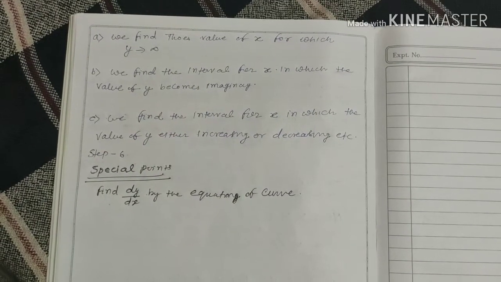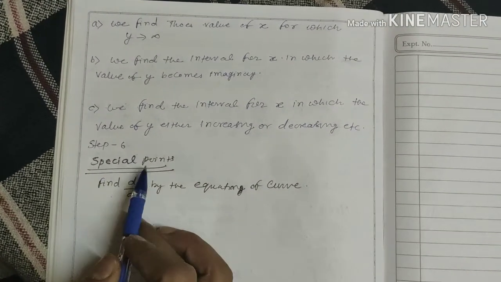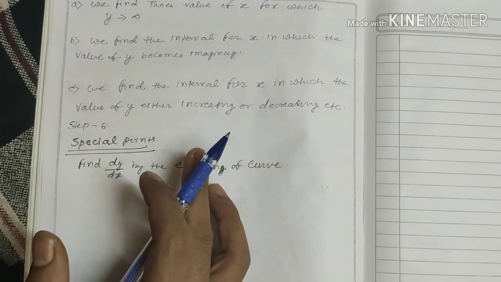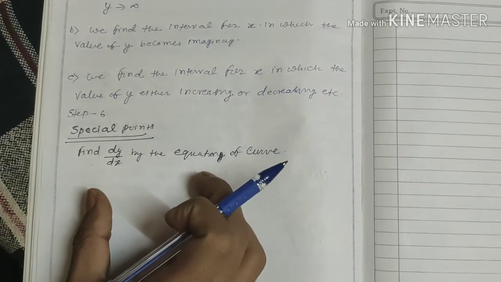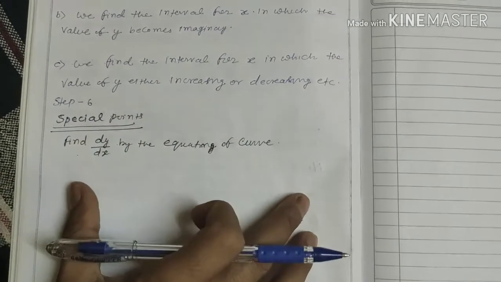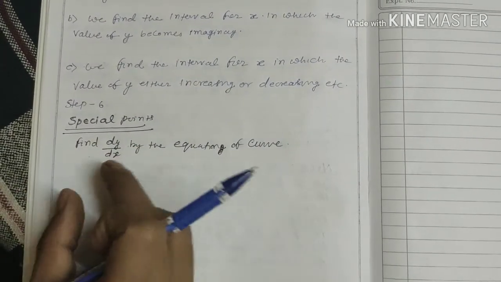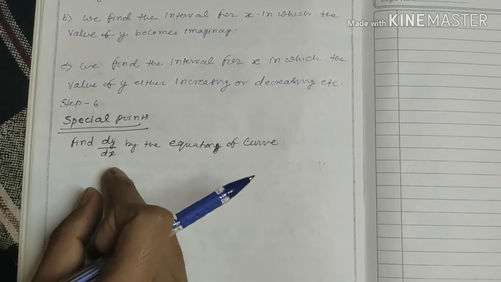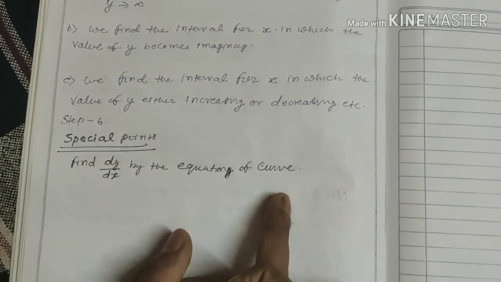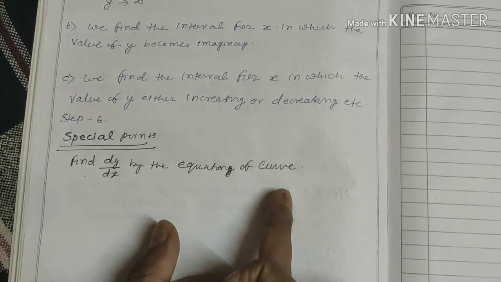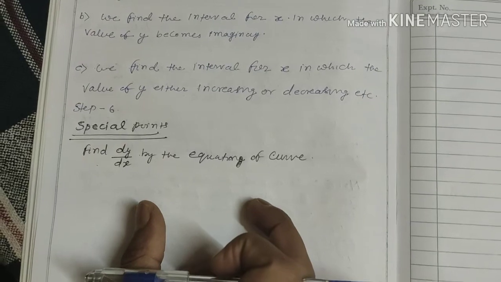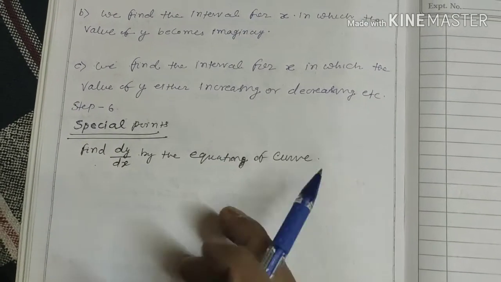Now step 6, the special points. The compulsory points are 5, and we may do 6 steps, and in step 6 there are special points. First, find dy by dx from the equation of the curve. We are given the equation of a curve, and by this equation we have to determine dy by dx. After determining dy by dx, we follow these steps.